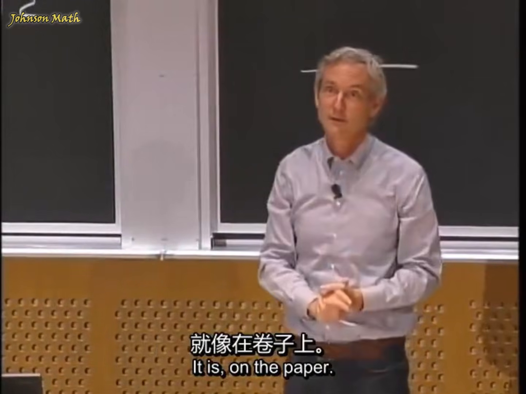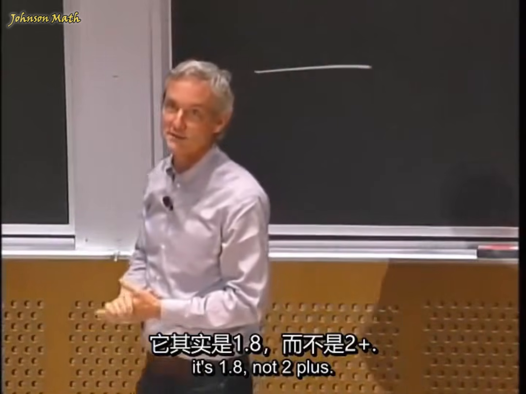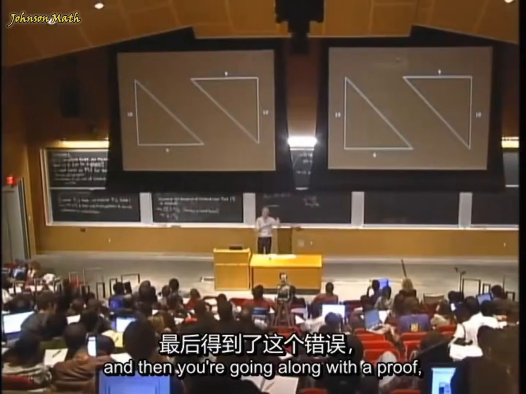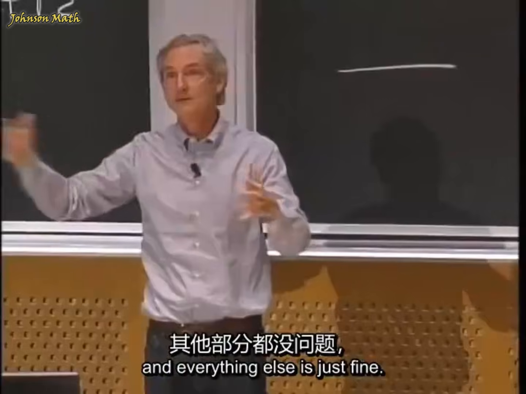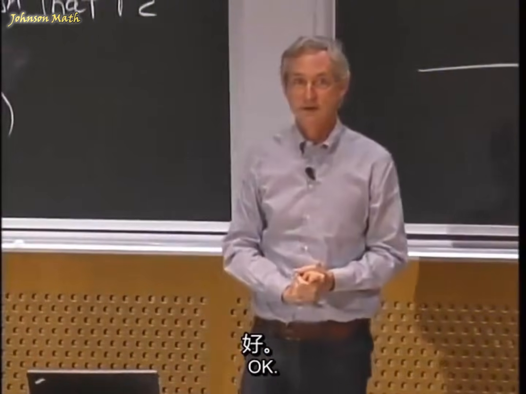It is on the paper. All right? In fact, if you go computer, you're probably right. It's 1.8, not 2 plus. But that's how the error crept in and how it was drawn. And then you're going along with the proof, and everything else is just fine. So the mistake is right up front. I drew it wrong. Okay?